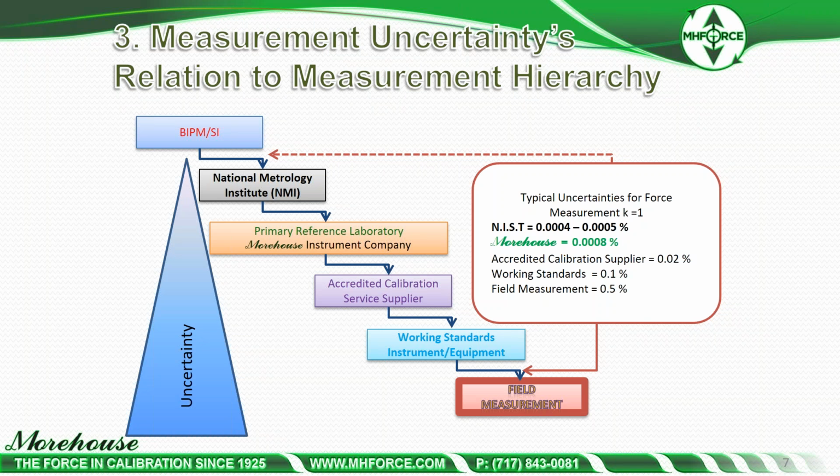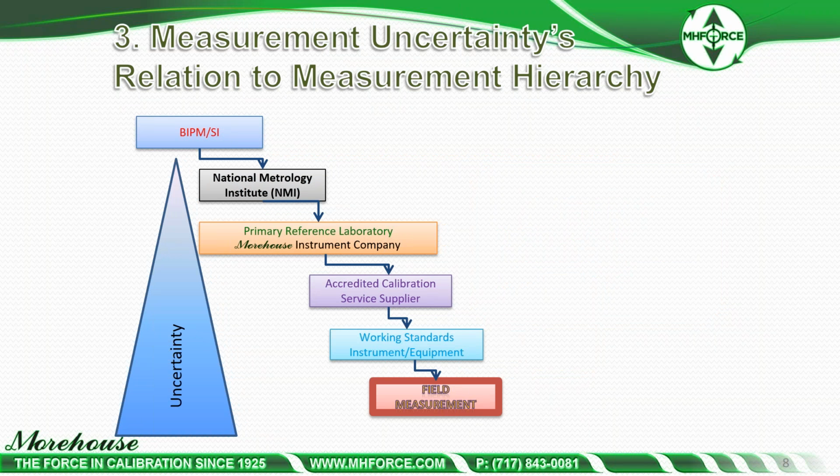So the way that works is every step or chain link down, the uncertainty gets larger. It's pretty simple, and you can see on the right how it grows. Typical accredited calibration suppliers are around 0.02%, working standards 0.1%, field measurement 0.5%. Double these, people making tests to ASTM specification E4 are usually at 1% for force.